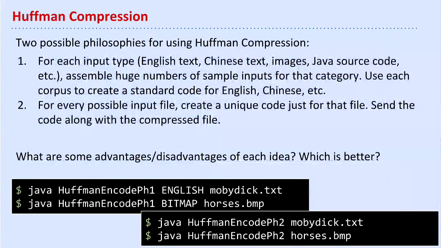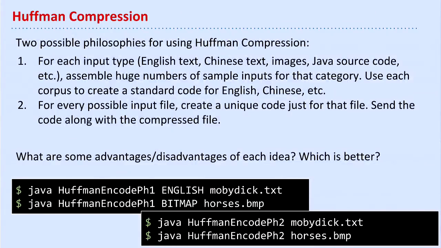Now, there's two different ways that one can imagine implementing Huffman compression. The first is for every input type, okay? So I have English text, Chinese text, images, Java source code, whatever. I collect all English texts, and I assemble some magical, gigantic thing we'll call a corpus. So I take the English corpus, and I build the English code word table, which is what we did with Morse code, right? Morse code's based on English.